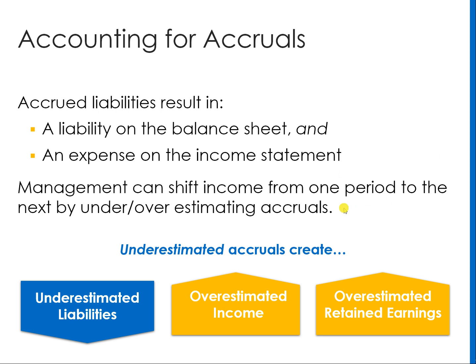Now this creates opportunities for managers to shift income. If I accrue fewer liabilities in this period, for example, if I recognize less salary and wages payable to employees this period, I underestimate this period's liabilities. At the same time, I record less salary and wage expense. So I overestimate income and overestimate retained earnings as a consequence. So be careful about these accrued liabilities.